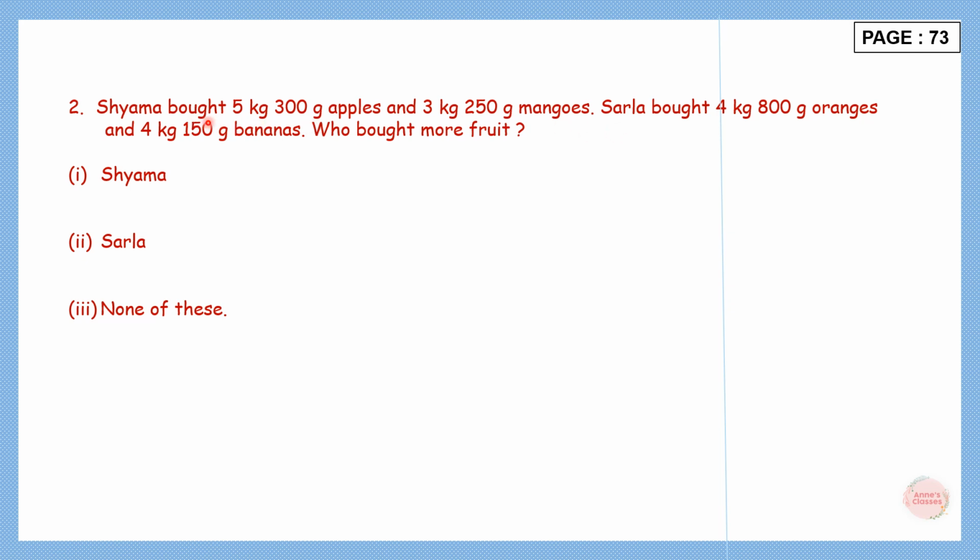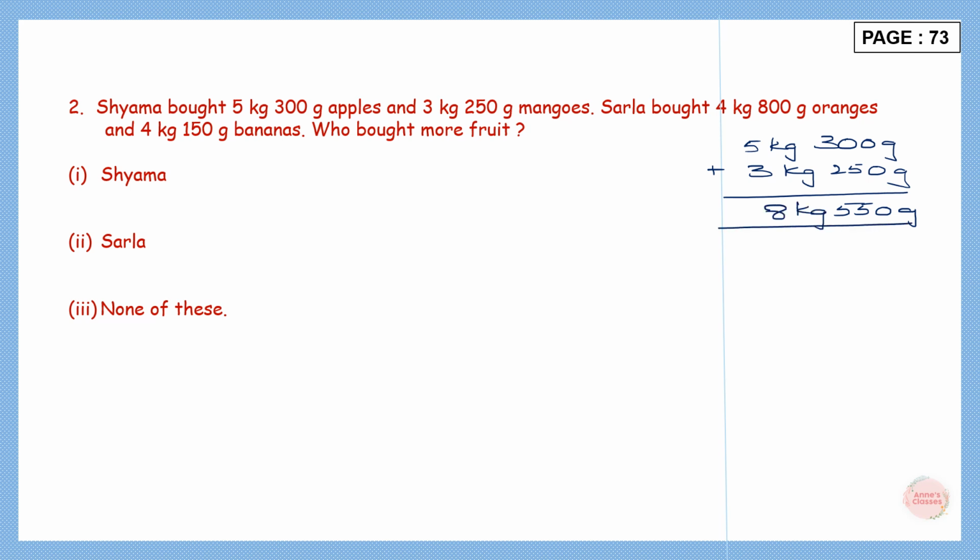So first let's find out how much Shyama bought. She bought 5 kg 300 grams. So that is 5 kg 300 grams of apples. And she also bought 3 kg 250 grams of mangoes. So now we just have to add up this to find out how much she bought on the whole. So 0, 5, 5. So 550 grams. Now kg, let's see how many. 5 plus 3 is 8. So she bought totally 8 kilograms, 550 grams of fruit.